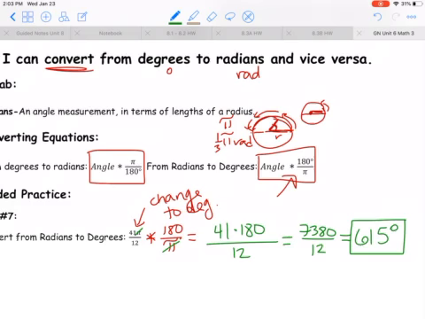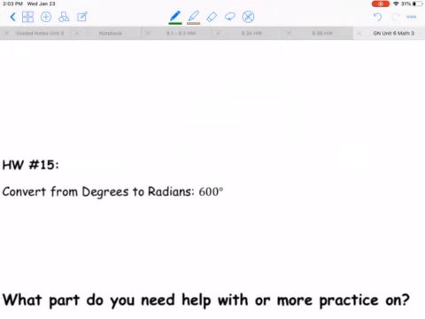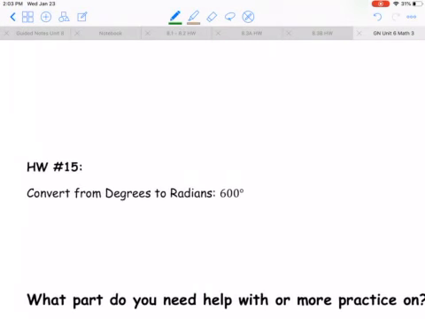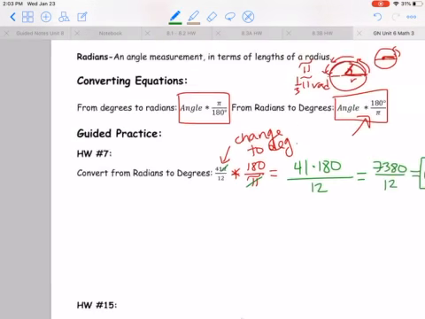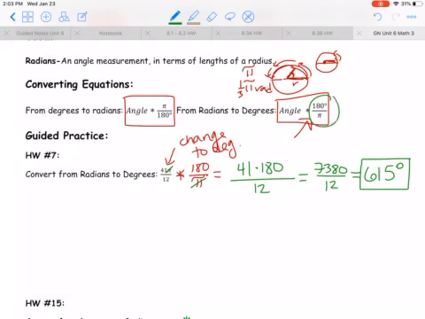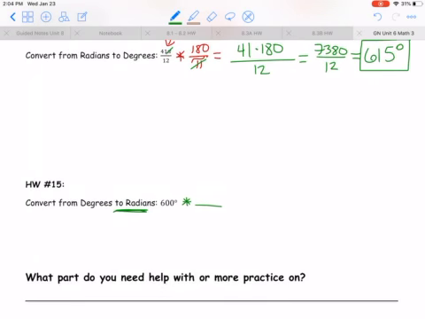Okay, the other way to go is if you have degrees and you need to go to radians. So that means you're going to take this same fraction, okay, this fraction right here and this fraction right here are just reversed. So if you want radians, pi's on top. If you want degrees, degrees are on top. So we want radians, so pi goes on top, and it's always 180 that you use.